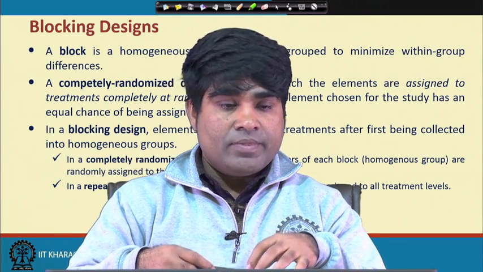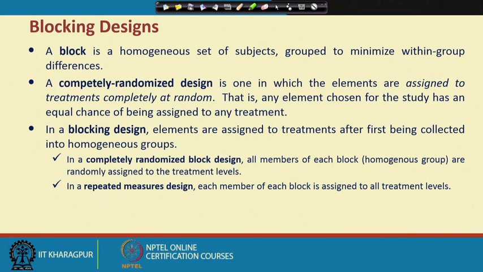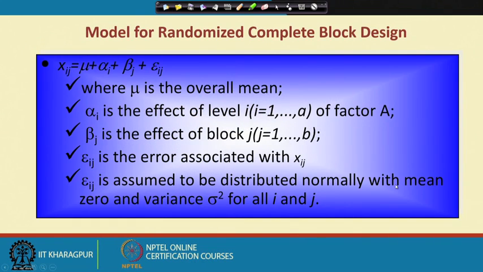And in the case of block designs, let's see what a block is. A block is a homogeneous set of subjects grouped to minimize within-group differences. In fact, as we have already mentioned, the completely randomized design is one in which the elements are assigned to treatments completely at random. We have already mentioned all these things, completely randomized designs and block designs. So, let me take the model part of these block designs.